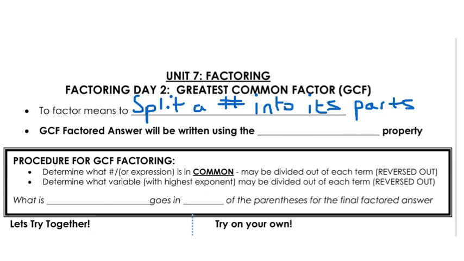Today we're going to be talking about my greatest common factor, also known as my GCF. To factor just means to split a number into its parts. So as an example, if I had the number 6 and I wanted to split it up into its parts, I know that 2 times 3 equals 6. So since 2 and 3 multiply to give me 6, those are my two factors. My GCF factored answer will be written using the distributive property.